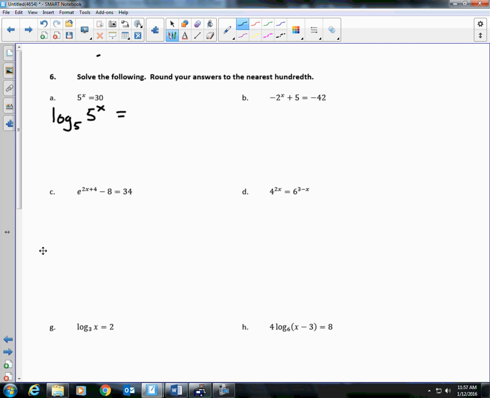Then we take the log base 5 of both sides. And when I take the log base 5 of 5 to the x, these are inverse operations of each other. They'll cancel, leaving me just x. Do you remember how to find the log base 5 of 30 on your calculator?